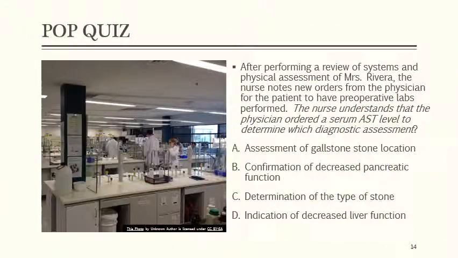It's time for a pop quiz. After performing a review of systems and physical assessment of Mrs. Rivera, the nurse notes new orders from the physician for the patient to have preoperative labs performed. The nurse understands that the physician ordered a serum AST level to determine which diagnostic assessment. A. Assessment of gallstone location. B. Confirmation of decreased pancreatic function. C. Determination of the type of stone. Or D. Indication of decreased liver function. And I'll give you a couple of seconds to think about it.